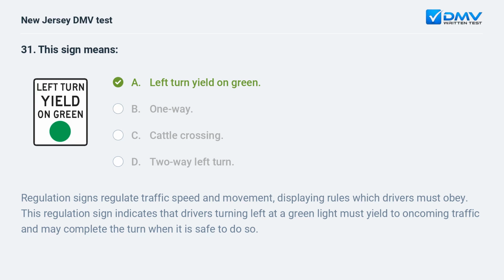Regulation signs regulate traffic speed and movement, displaying rules which drivers must obey. This regulation sign indicates that drivers turning left at a green light must yield to oncoming traffic and may complete the turn when it is safe to do so.